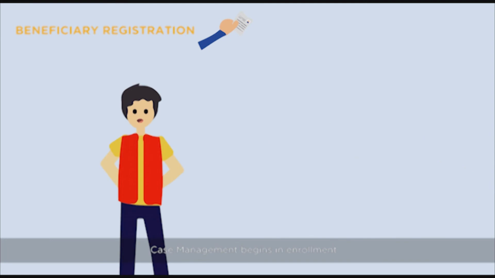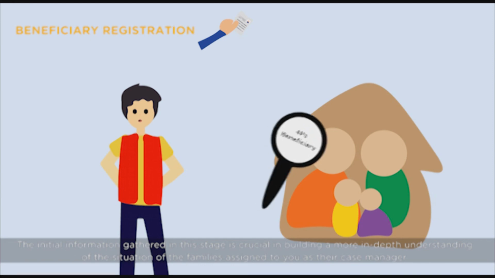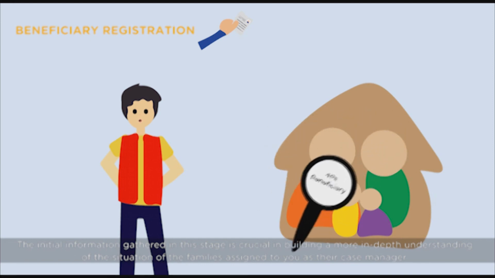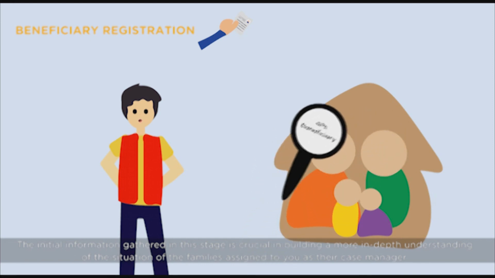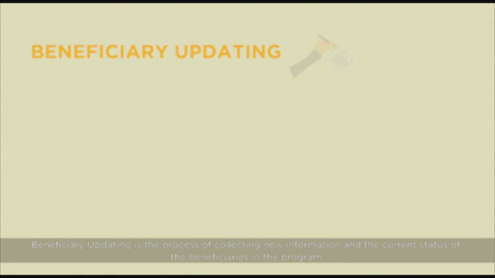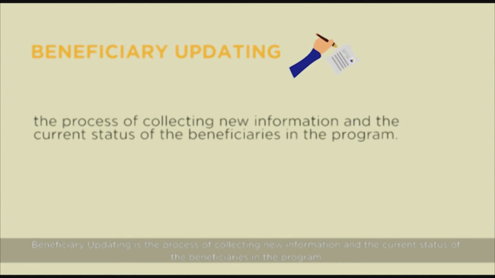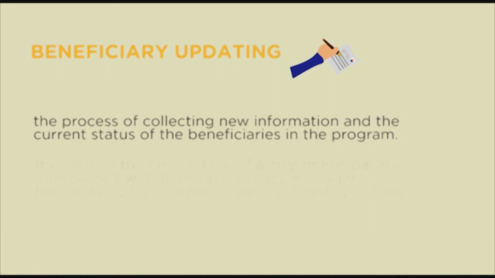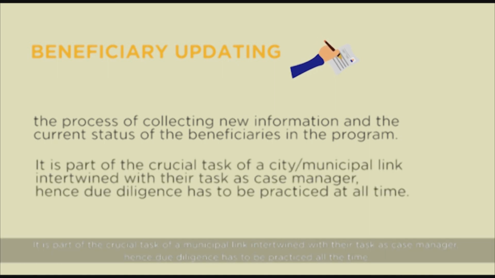Case management begins in enrollment. The initial information gathered in this stage is crucial in building a more in-depth understanding of the situation of the families assigned to you as their case manager. Beneficiary updating is the process of collecting new information and the current status of the beneficiary in the program. It is part of the crucial task of the Municipal Link, intertwined with their task as case manager, hence due diligence has to be practiced all the time.